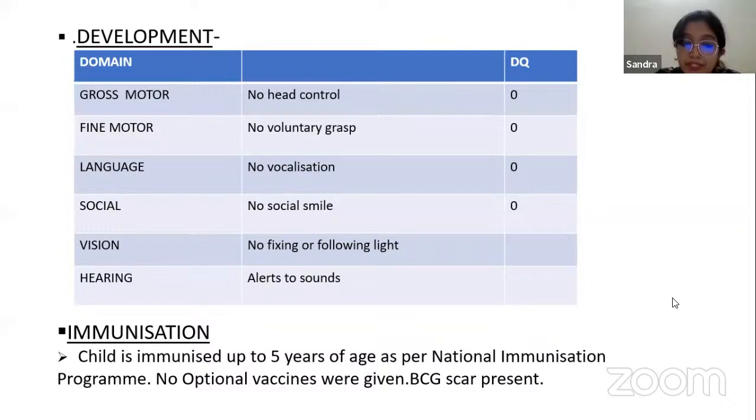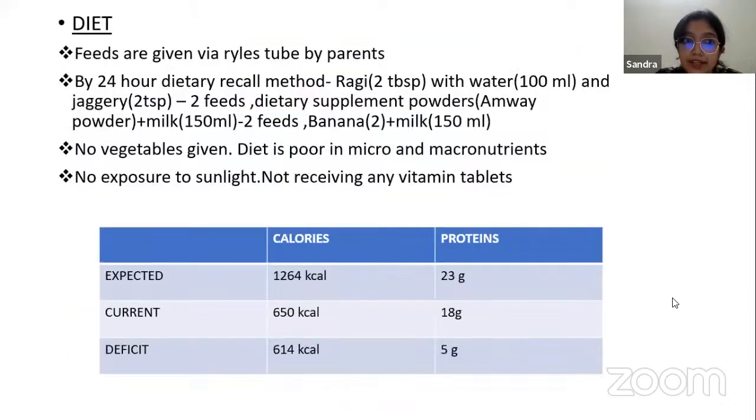Immunization: child is immunized up to 5 years of age as per National Immunization Program. No optional vaccines were given and BCG scar was present. Diet history: the feeds are given via Ryle's tube by parents. The diet history was taken by 24-hour dietary recall method.